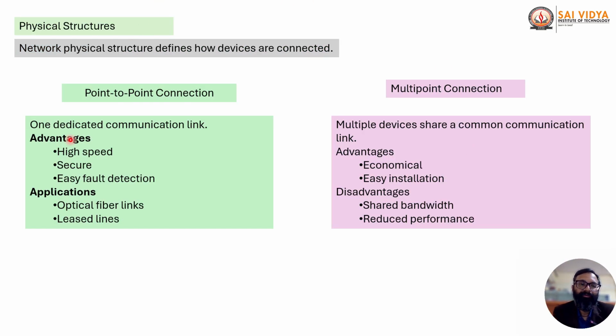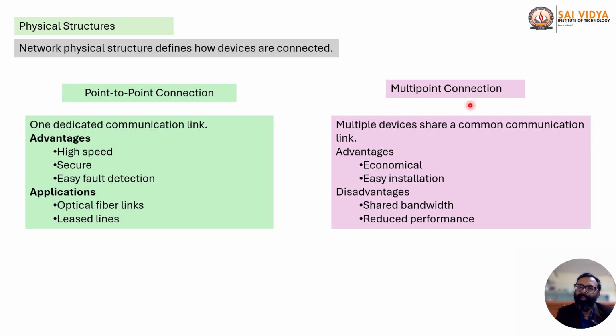So here we are going to learn the physical structure. What are the types of network? There are two types of network, point-to-point network and multi-point connection. So what is point-to-point connection? Where one dedicated communication link will be there, and the advantage is high speed, secure and easy fault detection, because one-to-one connection will be there. And application is optical fiber link or leased lines.